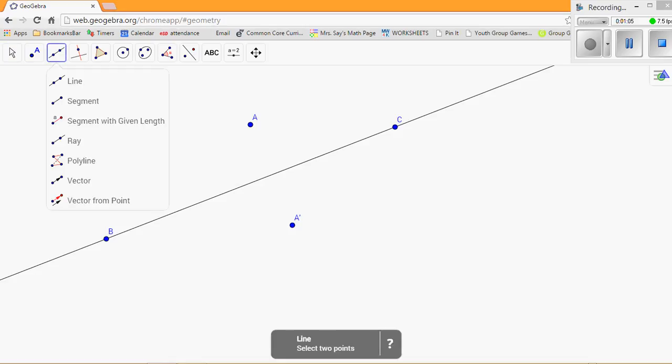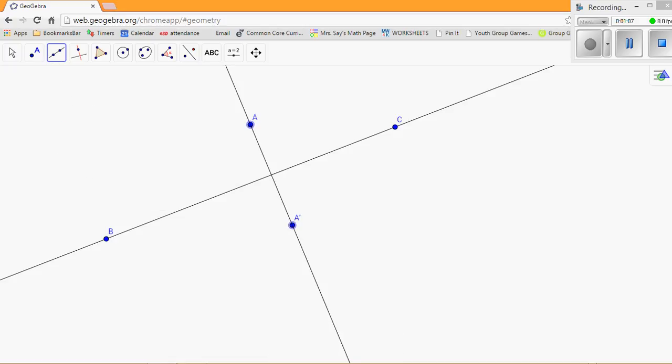And furthermore, if we were to make a line between A and A prime, see that point D where they intersect? The distance from A to D is equal to the distance from D to A prime. Because when we reflect, we're going to keep that distance apart the same.